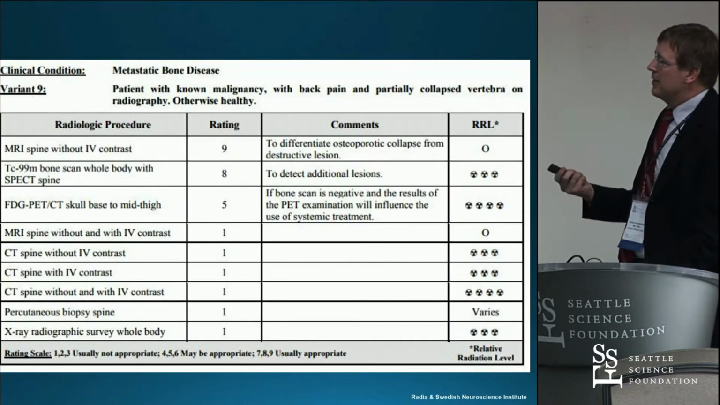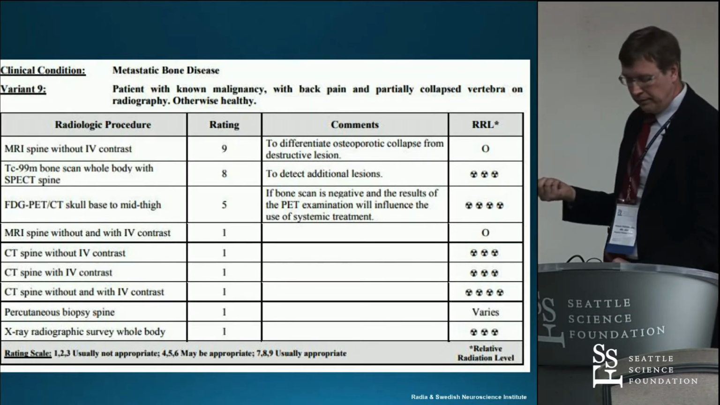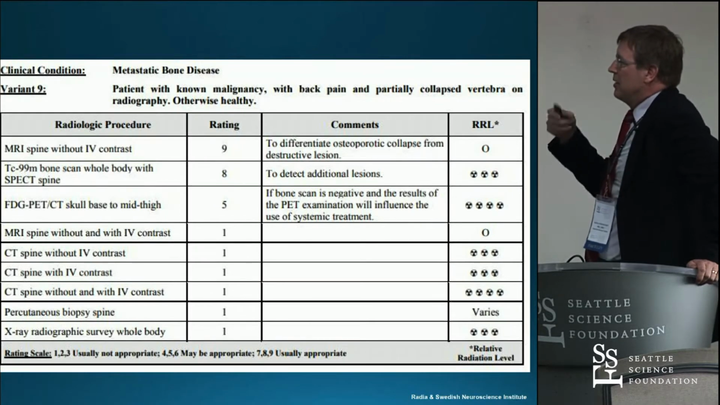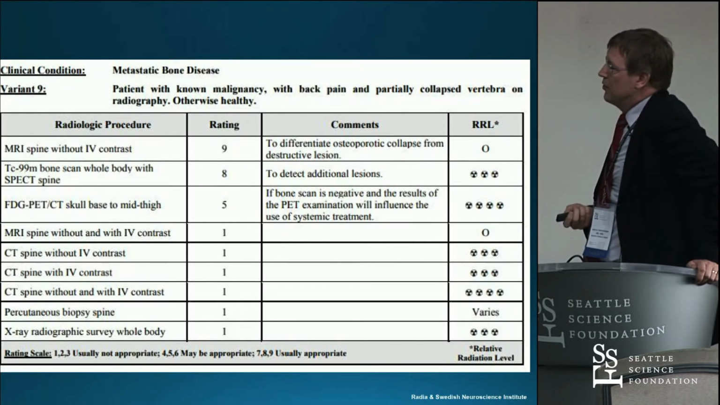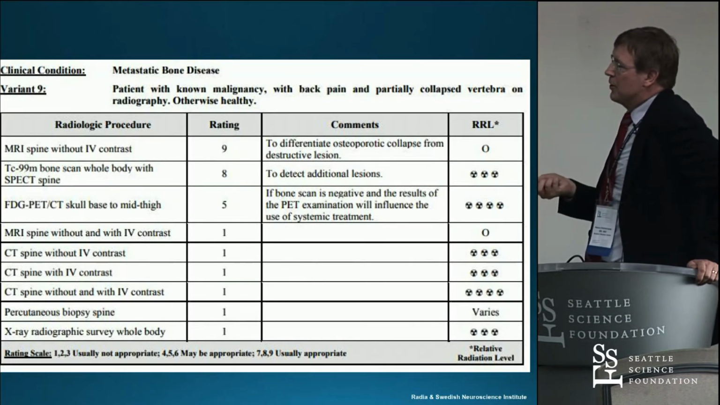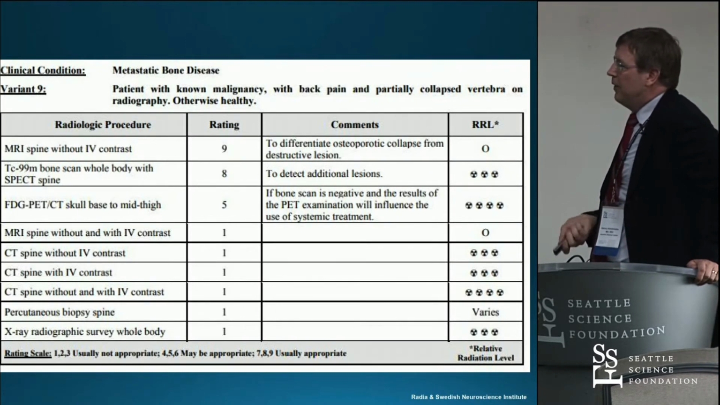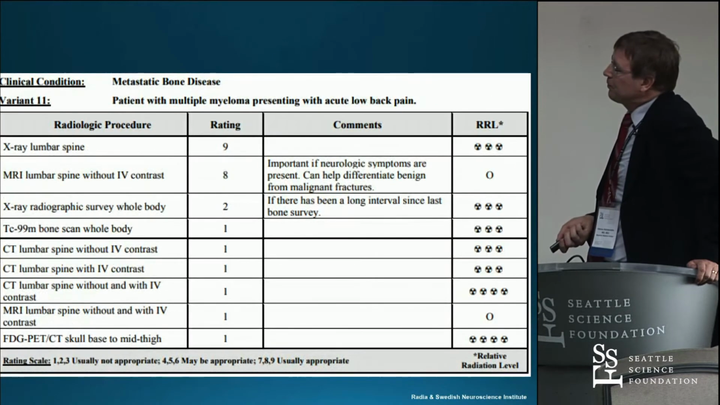Here we have a metastatic bone disease. The patient has a known malignancy, back pain, and a partially collapsed vertebra that was seen on X-ray. Study of choice would be MRI, basically to differentiate osteoporotic collapse from destructive lesion. So MRI will give you that answer. That would be the study of choice. You can also consider bone scan here. They give it a rating of 8 to find additional lesions. And PET, same indication as in the prior condition.